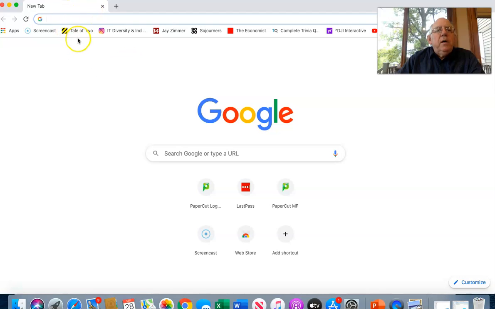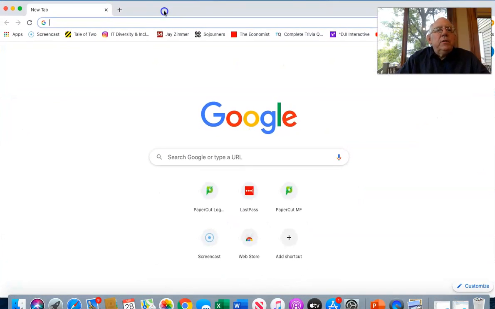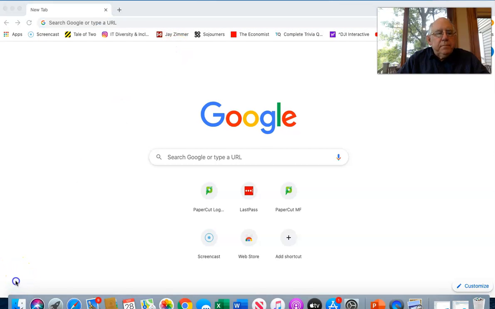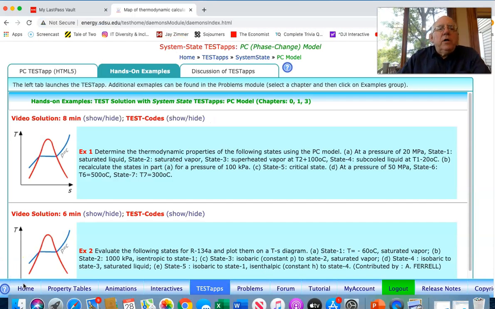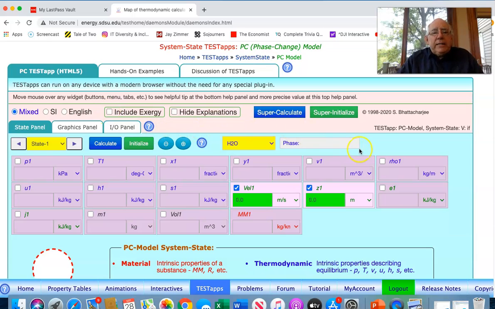I messed up. Okay, I've got to go back. Hold on a second. About that little blip there, I hit the wrong go away button. So I selected phase change model, and now here we have our test app.